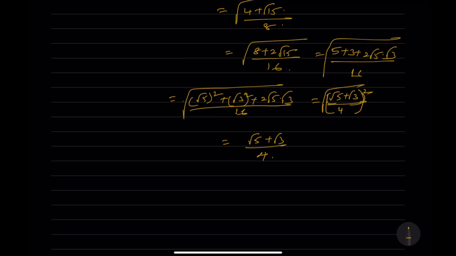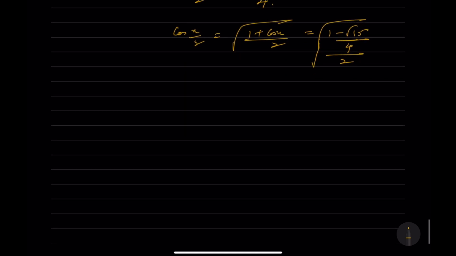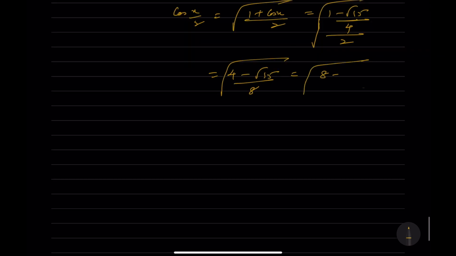So therefore sin x by 2, we got this. So now what is cos x by 2? We'll see, cos x by 2 is equal to root of 1 plus cos x by 2, which is equal to root of 1 minus root 15 by 4. Only for this is by 2. We're taking this. So which is equal to 4 minus root 15 divided by 8, and multiplying numerator and denominator with 2, you're going to get it as 8 minus 2 root 15 divided by 16.